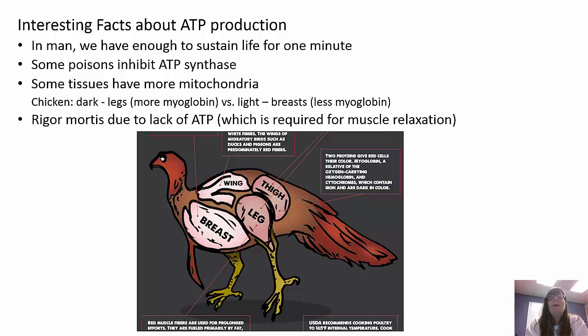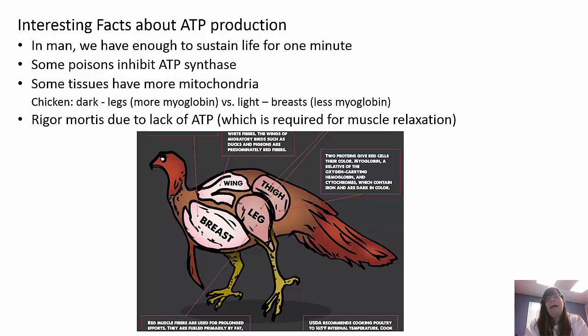Some tissues have more mitochondria than others. In chickens, for example, the dark meats, the legs, the thighs, have more mitochondria than the light meat or the breasts do. And if you think about it, the legs and the thighs do more work than the breasts in a chicken. Rigor mortis is actually due to a lack of ATP.